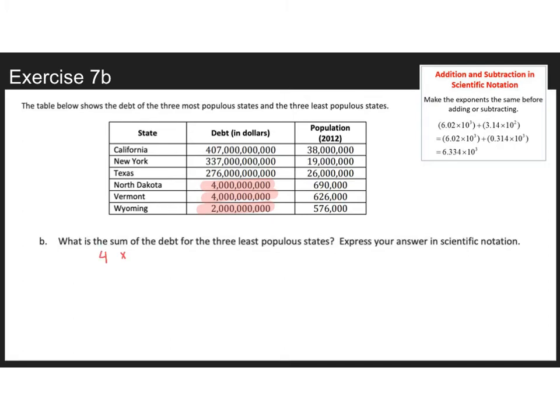4 times 10 to the 9th plus 4 times 10 to the 9th plus 2 times 10 to the 9th. Okay, and here's why our decimal point is going right here for all of these. Moving 3, 6, 9, 3, 6, 9, 3, 6, 9 spaces. I did not put 4.0 or 2.0 because it's not going to change anything.